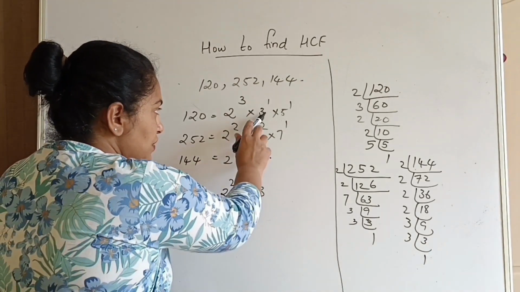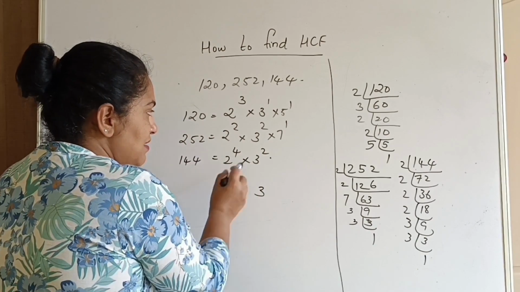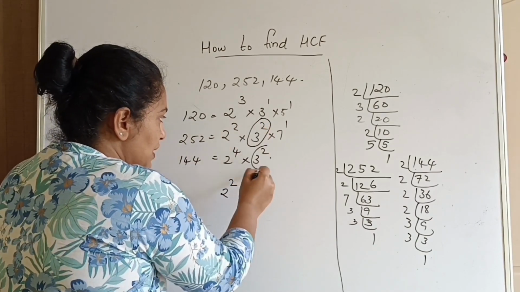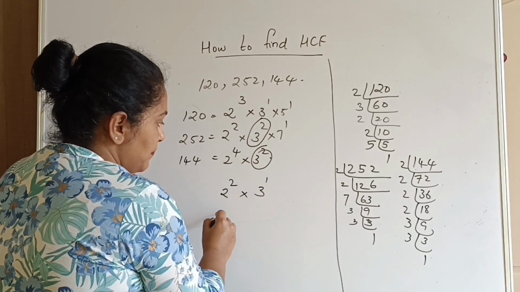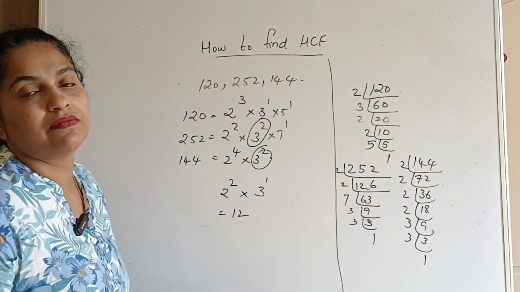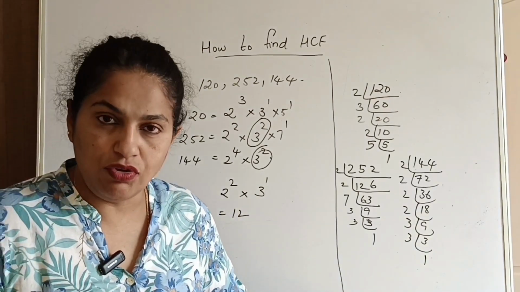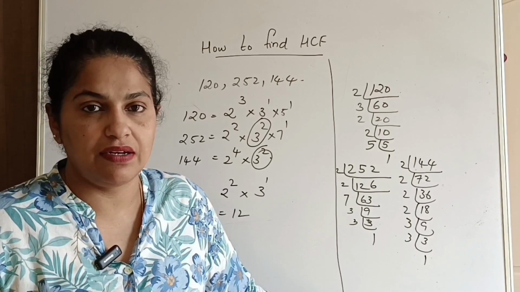In the case of 3, you can see 3 is occurring once, that is the least. In both these cases, it is occurring twice. So 2 squared into 3 is 12. This is how you find HCF by prime factorization.